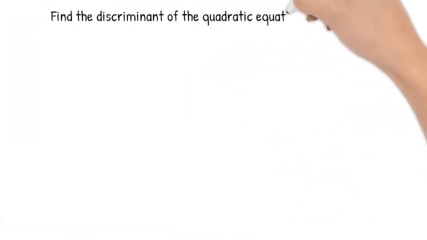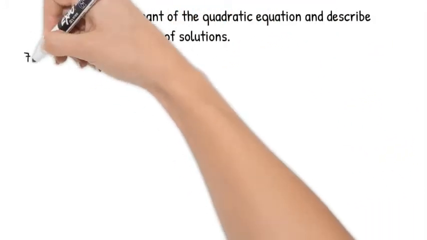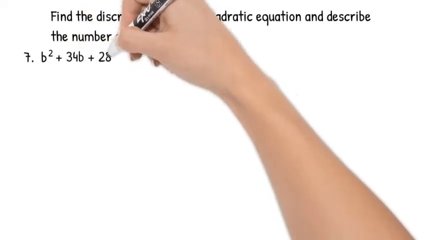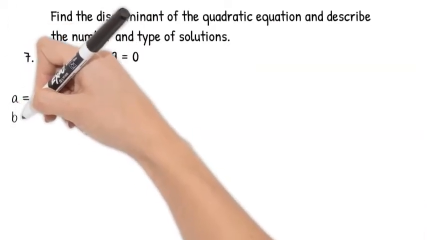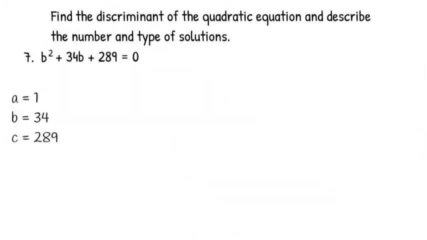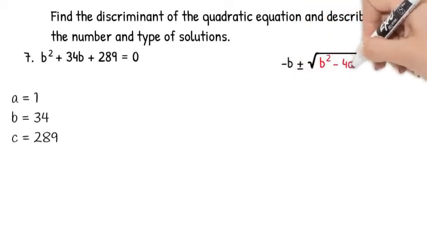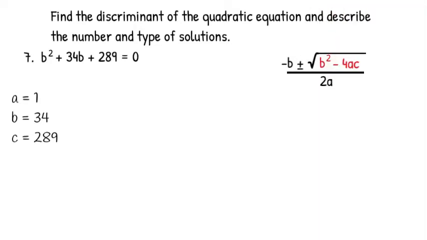All right, so let's find the discriminant of the quadratic equation and describe the number and type of solutions of the equation. So number 7, b squared plus 34b plus 289 equals 0. That is in standard form, so let's list a, b, and c. A is 1, b is 34, and c is 289. Just a little reminder of the quadratic formula: negative b plus or minus the square root of b squared minus 4ac all over 2a. The only part I care about is the discriminant, everything inside that square root.